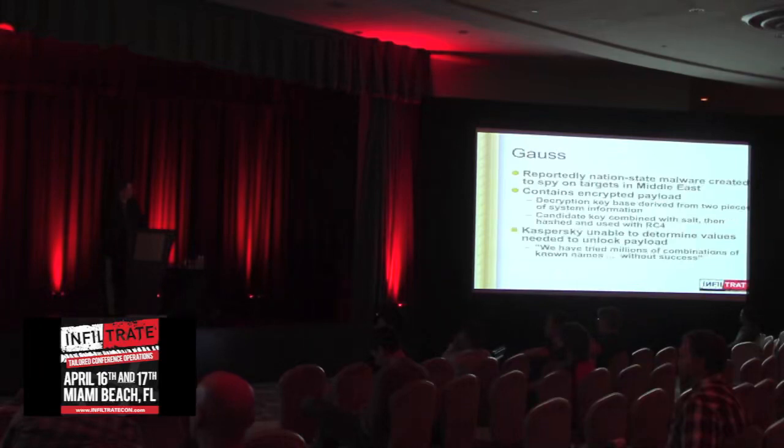And then less than 6 months after Flashback, there were reports of Gauss, which, according to Kaspersky, is nation-state malware created to spy on targets in the Middle East. Gauss has an encrypted payload. The decryption key is based on two pieces of system information, environment variable and file system information. A candidate key is combined with a salt and then once again fed to RC4. And Kaspersky really wanted to find out what was in this, and they were unable to. You can see the quote there. They tried a bunch of combinations, and they were not successful.